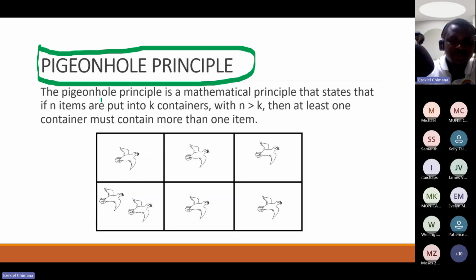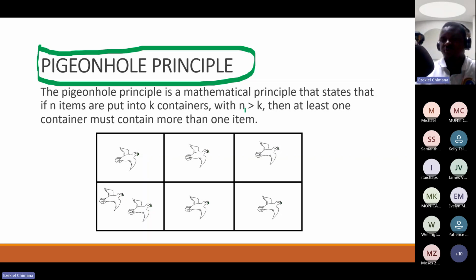So the pigeonhole principle is a mathematical principle that states that if n items are put into k containers, if you've got a total number of k containers and you want to put n items into those, with n greater than k, or if the items that you want to put are more than the number of containers that you have, then we know that at least one container must contain more than one item.